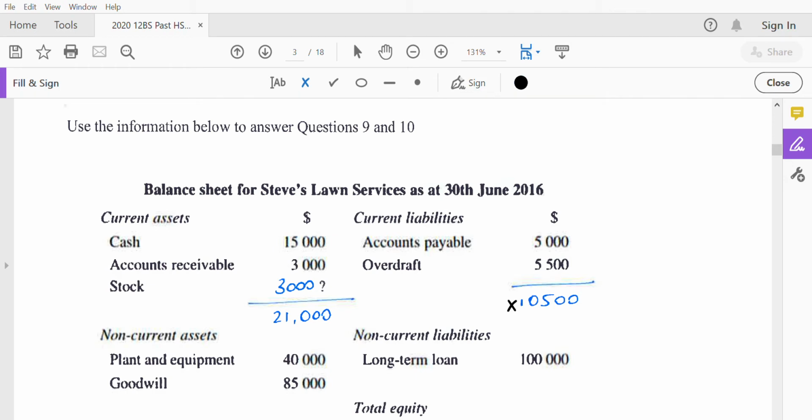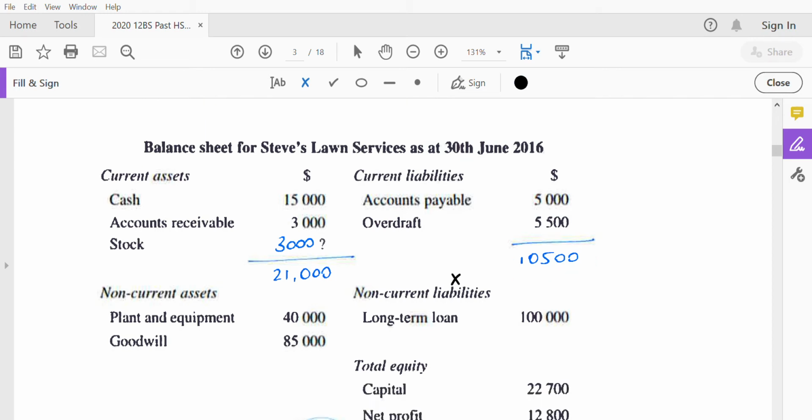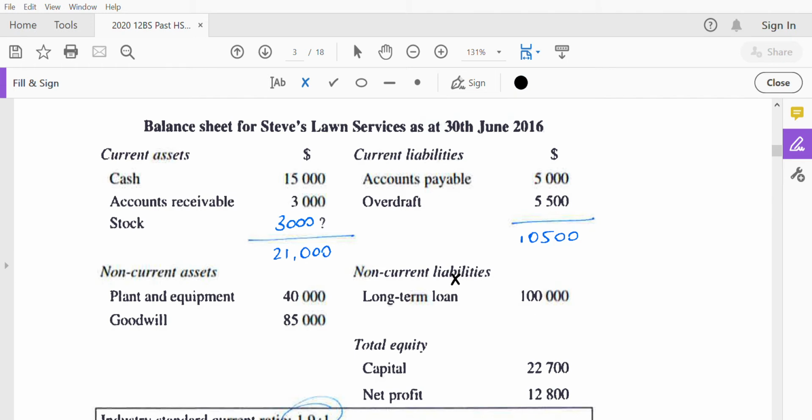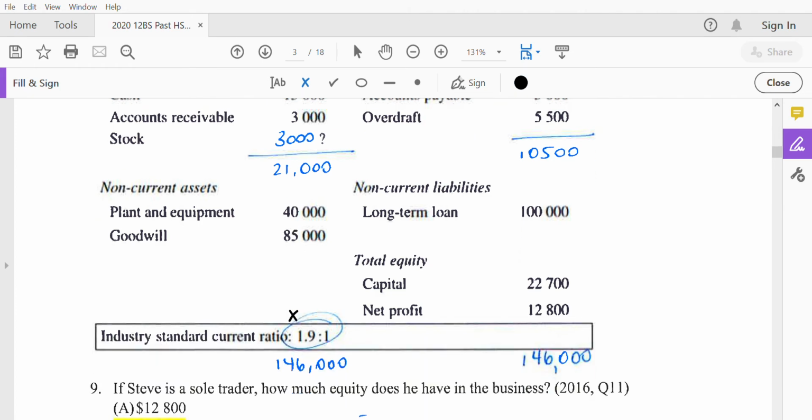So here we've got a balance sheet and we're going to answer questions 9 and 10. We see that there's a question mark here. The question mark means that there's a figure missing, because what we have here on the left must equal what's on the right. So if we add up everything here and we add up everything here, we're going to have a difference, and the difference is going to be that $3,000.